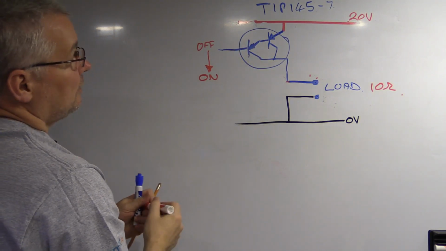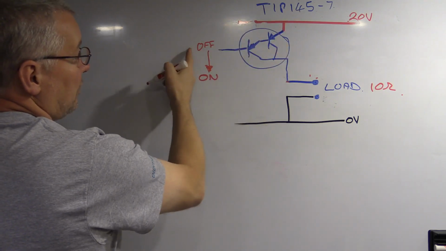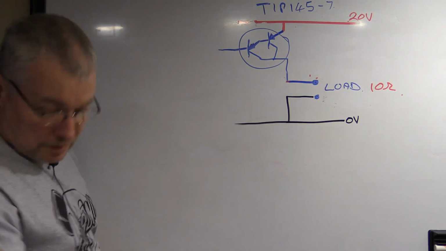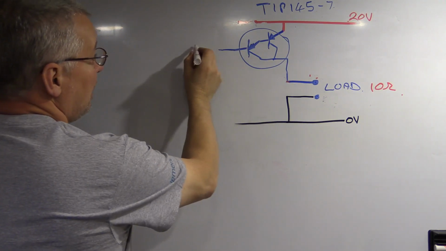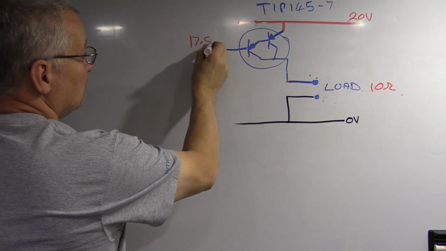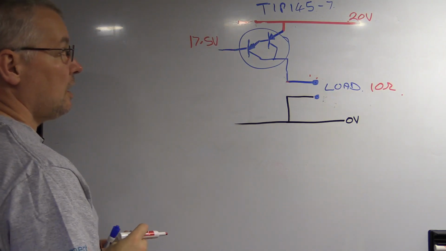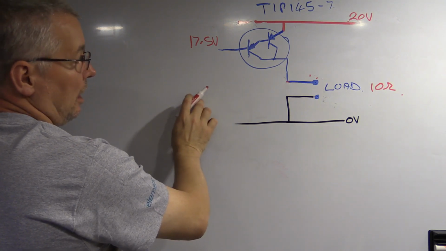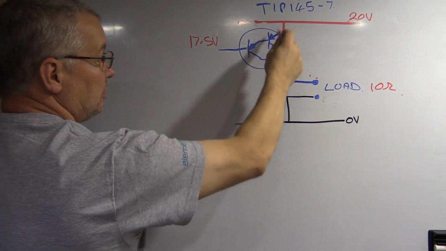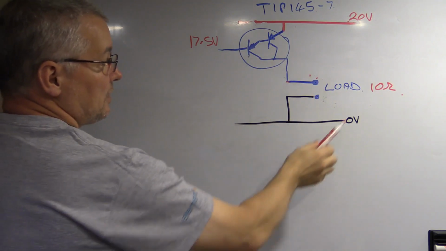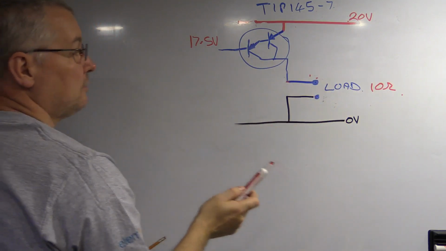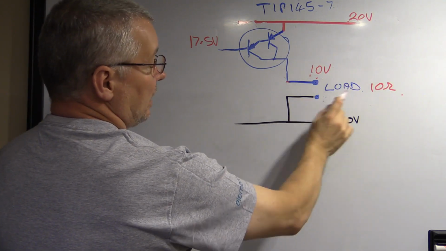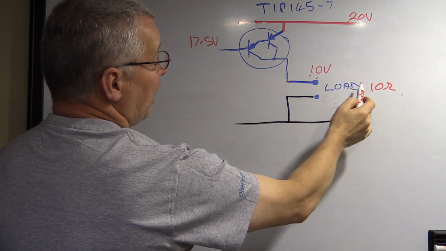So that means that if this is 20 volts, the voltage on the input has to go down to at least 17.5 volts before the transistor starts to turn on. And then as it comes down below that, it's going to turn harder and harder on and try to drive more current through this. So if this is a 10 ohm load and we want to have 10 volts here, that means we're going to have 1 amp flowing through this transistor.